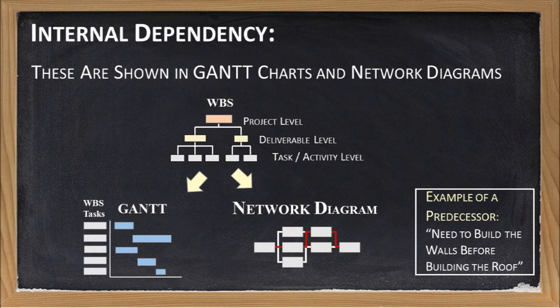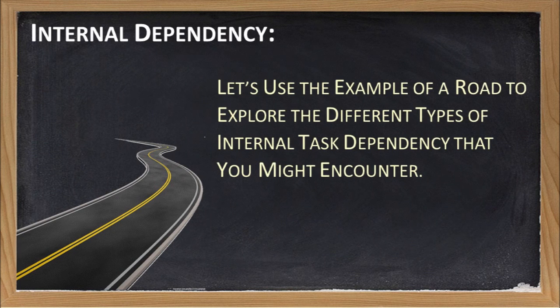A simple example of a logical relationship or predecessor would be that you need to build the walls of a house before you can build the roof. Internal dependencies define what tasks need to be done before you can start the next task. There are 4 basic types of internal dependencies. I'll use the example of building a road to define and explore each one.